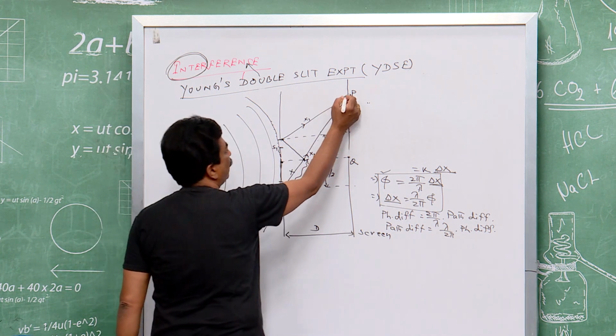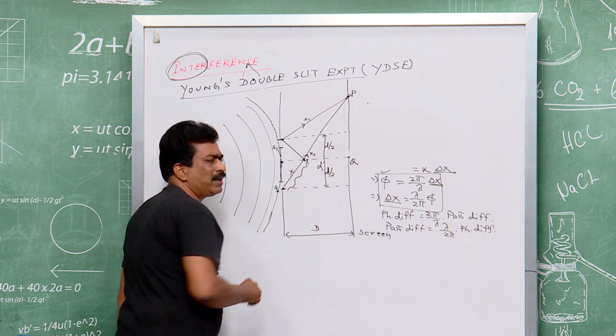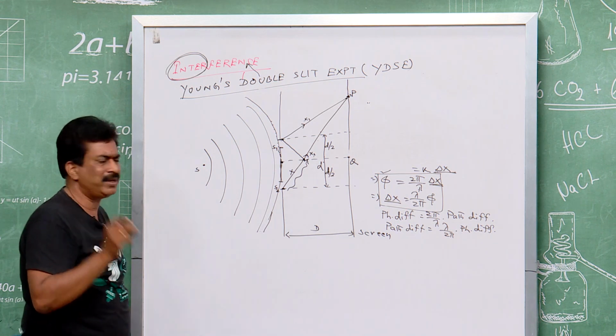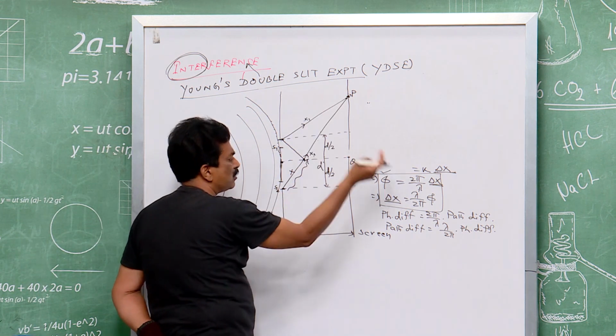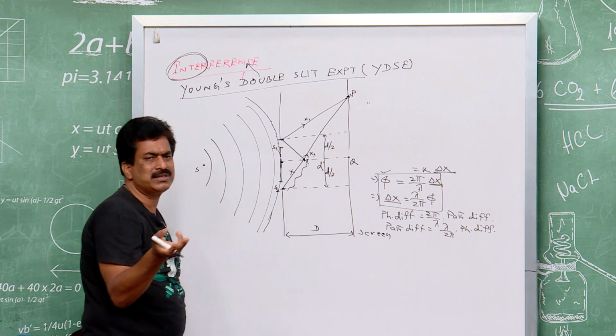We are interested in finding the point P, meaning this point P may be a maximum, may be a minimum. That maximum or minimum depends on either the phase or the path.